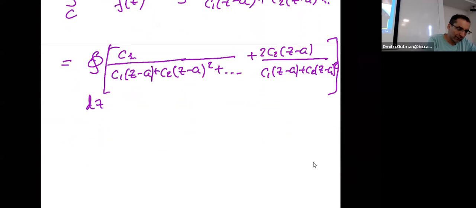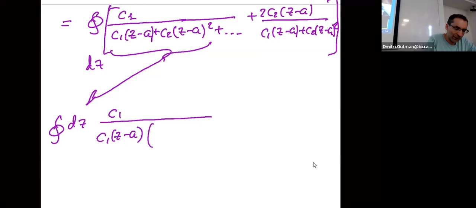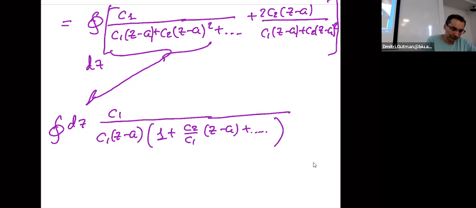Now, let us consider the first term. What is written there? It's an integral over dz of c1 divided by c1 z minus a, opening the brackets, 1 plus c2 divided by c1 times z minus a, plus so on. Correct? Then I can cancel c1.